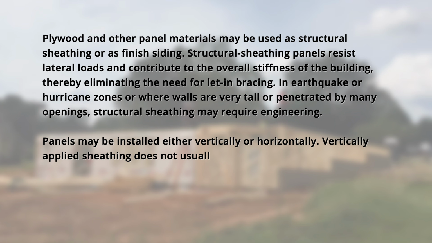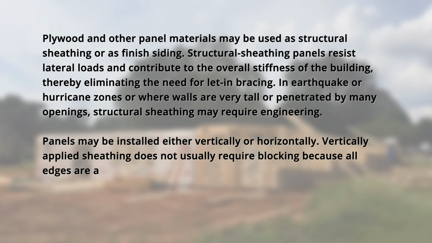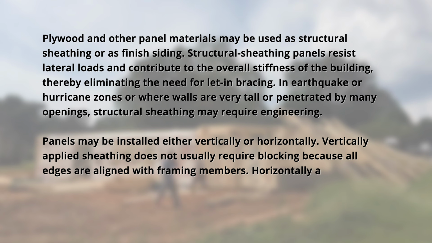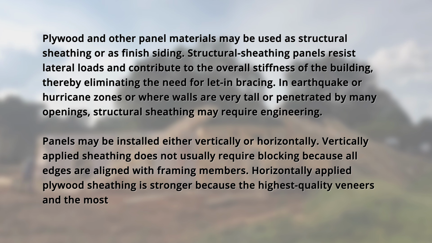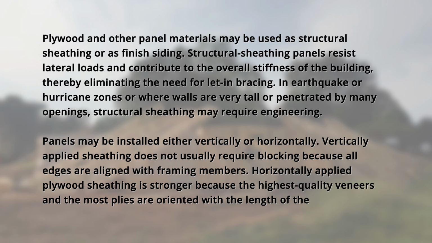Vertically applied sheathing does not usually require blocking because all edges are aligned with framing members. Horizontally applied plywood sheathing is stronger because the highest quality veneers and the most plies are oriented with the strength of the plywood panel.